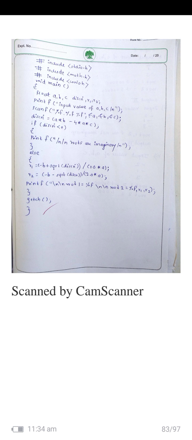2.0 times a. Then printf("Root 1 is equal to %f\n Root 2 is equal to %f", r1, r2); then closing bracket, getch().